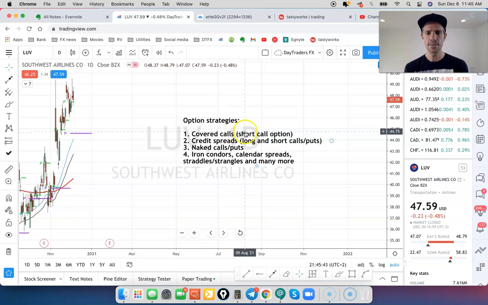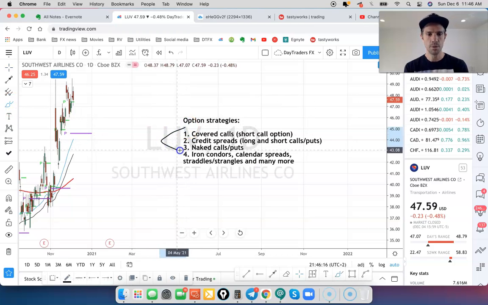Covered calls, right? This is being short a call option and owning stock. Credit spread, this is just two call options or two put options. We're long and short a call or we're long and short a put. That's a credit spread. Naked calls and puts, I can just be short a put or short a call. We'll talk about that. Here's a lot of other ones that I don't use so much: iron condors, calendar spreads, straddles, strangles, and the list kind of goes on and on. There's a lot more strategies, but I would say that I probably use these guys the most right here: covered calls, credit spreads, naked calls, and puts. And let's talk a little bit about how those work and what those consist of.